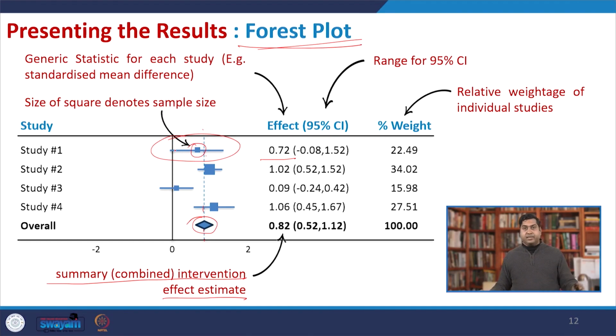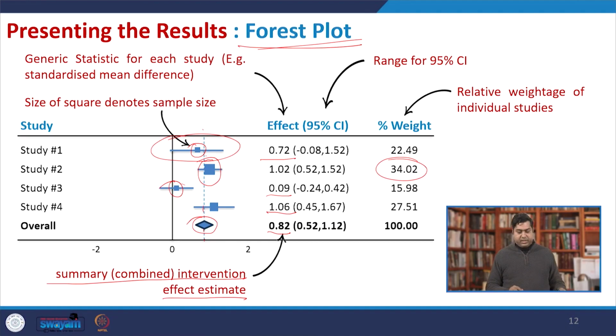Now, for study 1 the effect size is 0.72, and you can see the size of the square is basically the sample size considered in the study, and in this case the correlation has been taken. In this case the sample size is more, and in this case the effect size is very small, and depending on that you also get the relative weight. Then finally, you can see the resultant value is around 0.82. So that means in all these studies, that is the correlation that has been studied and the generic statistics that have been considered.